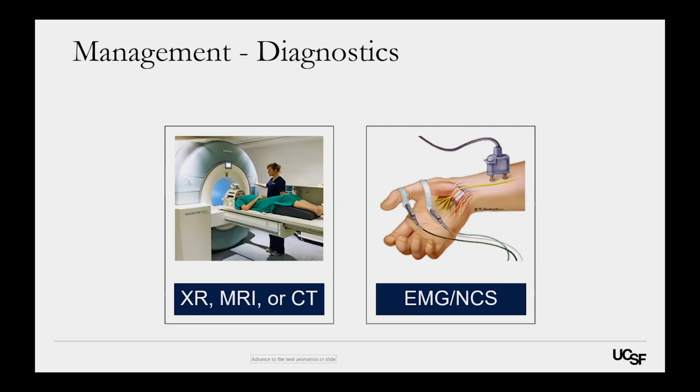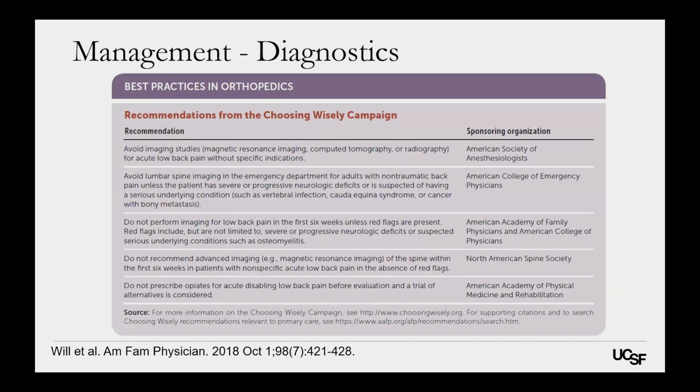So what about management? We'll start with diagnostics. These include X-ray images, MRI images, CT scans, electrodiagnostic studies. Given the common positive natural history of acute low back pain, as we mentioned, our medical societies agree that imaging right away is not recommended for most patients with nonspecific mechanical low back pain, especially in the absence of those red flags that we discussed.